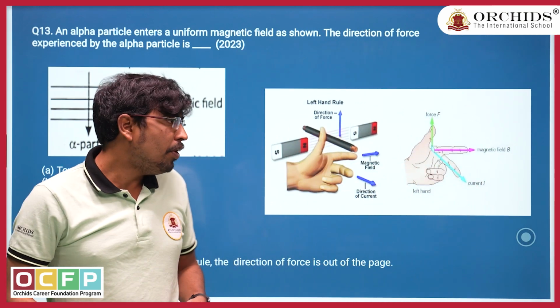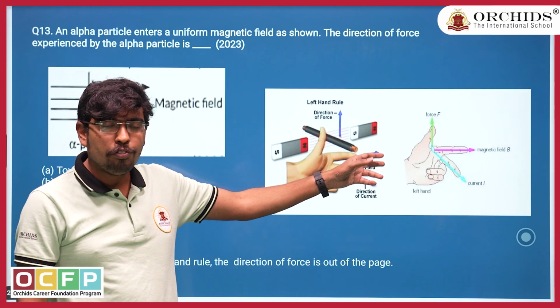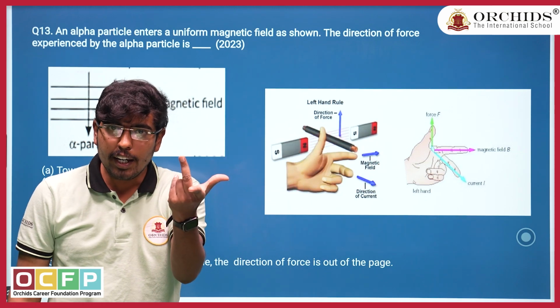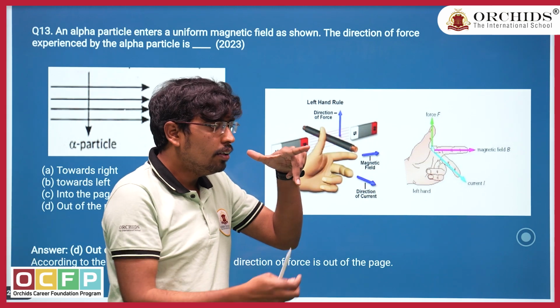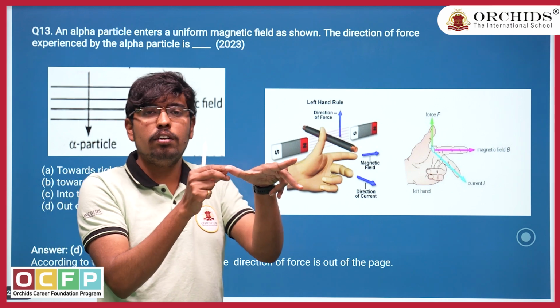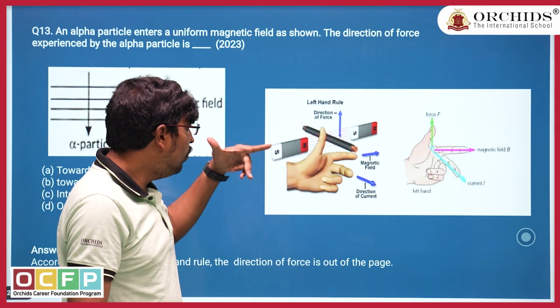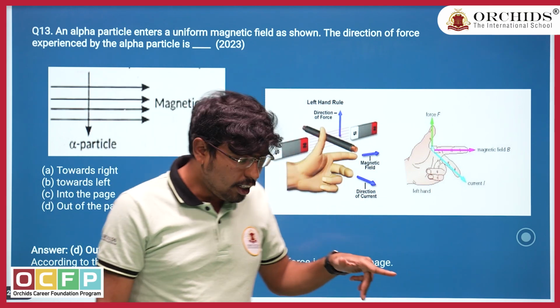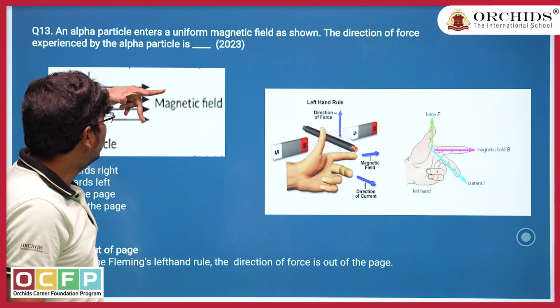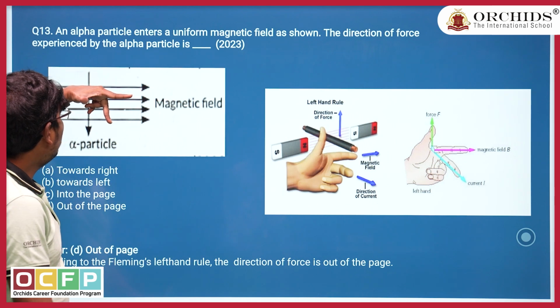Here also we have to use the same Fleming's left hand rule. So take your left hand again. This is the magnetic field, this is the current, and this is the direction of force experienced. Now we will see which direction the magnetic field is going. It is going in this direction, right. So now what about the alpha particle?